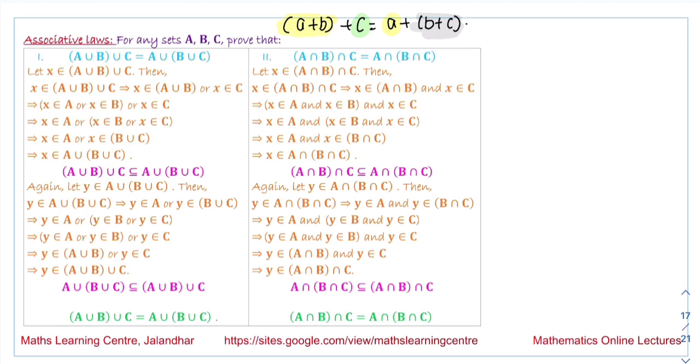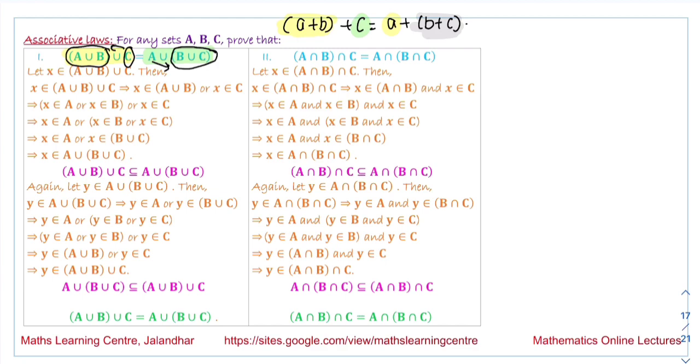Similarly, for the associative law for sets, when we are talking about union, we are saying A union B union C is equal to A union B union C. That is, first we take the union of A and B, and then we take the union with C, or first we take the union of B and C and then we take the union with A. The answers will be the same. Similar is the case with intersection. So we start with the proof.